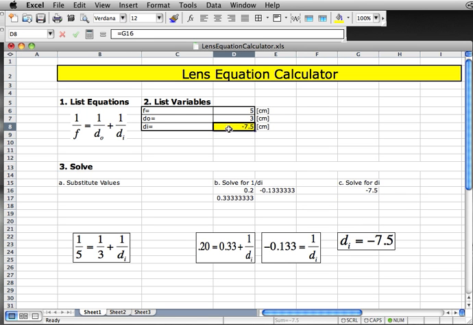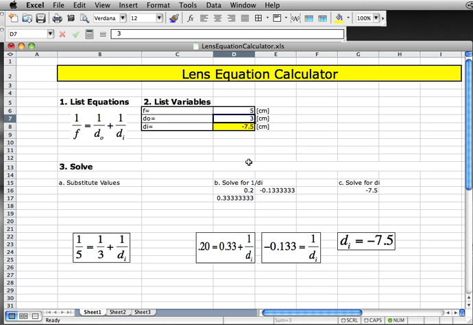This cell here shows the answer because I simply made it, if you look here, equal to the cell G16, which is where my answer was calculated. So you can see here that I have a negative di, so it's a virtual image, which makes sense. If I put an object within the focal point of a convex lens, I should get a virtual image.